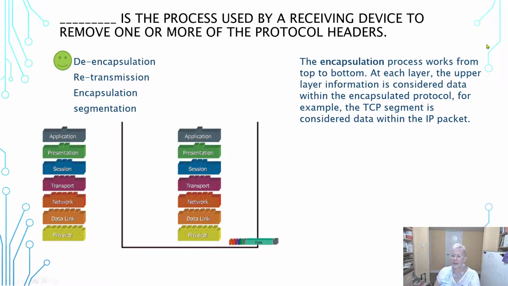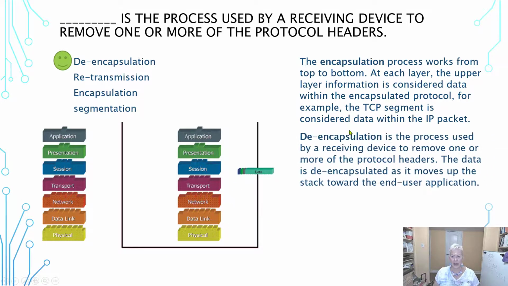The encapsulation process works from top to bottom. At each layer, the upper layer information is considered data within the encapsulated protocol. For example, the TCP segment is considered data within the IP packet. De-encapsulation is just the opposite. It's removing the headers so that it can keep pushing that data up to you or the receiver.